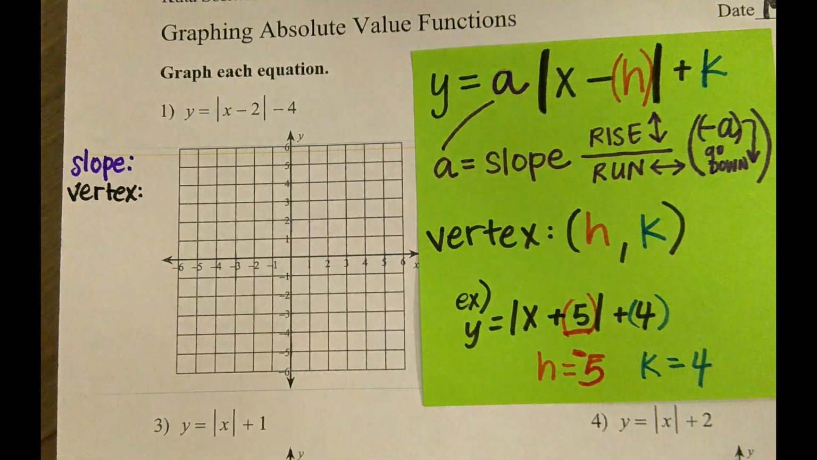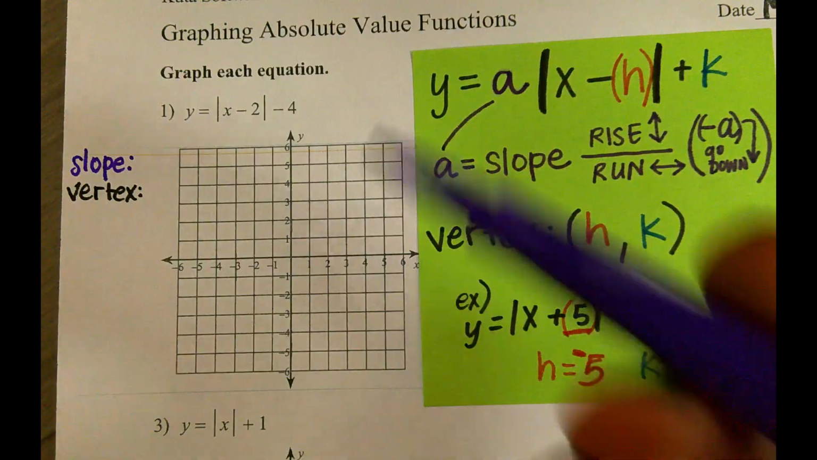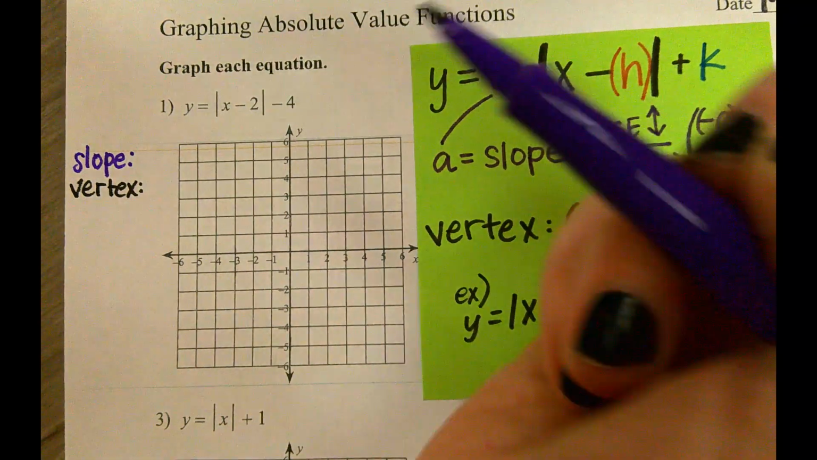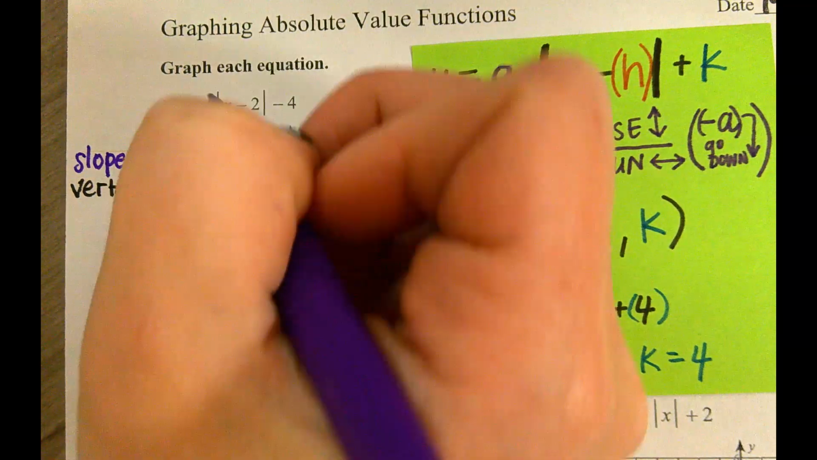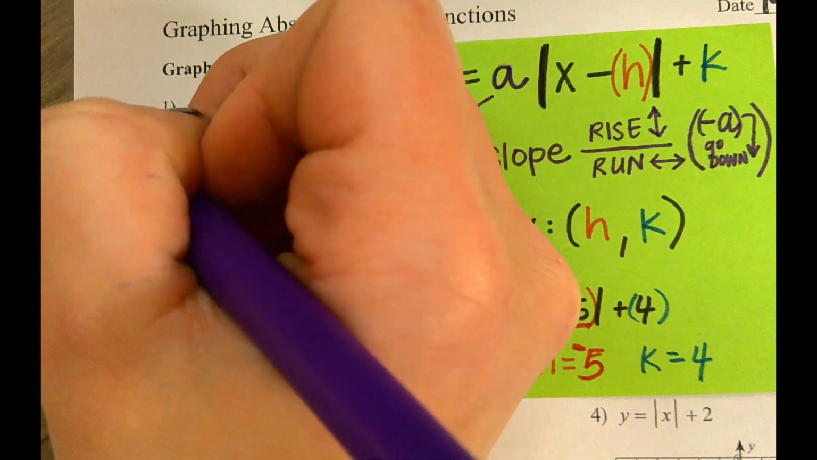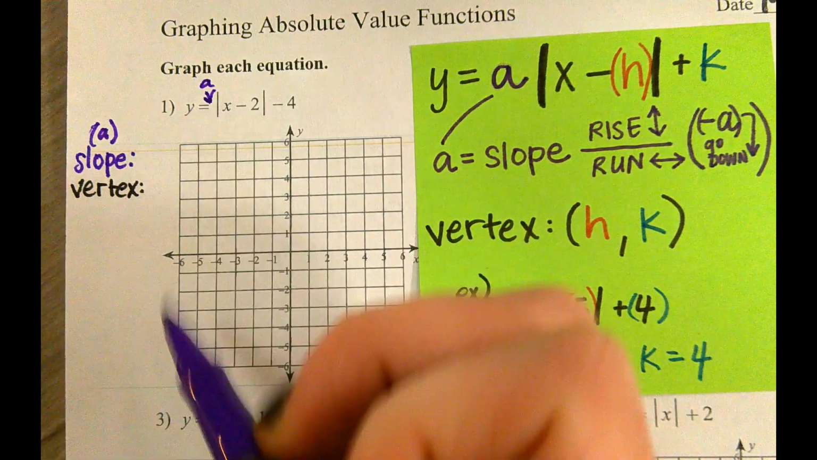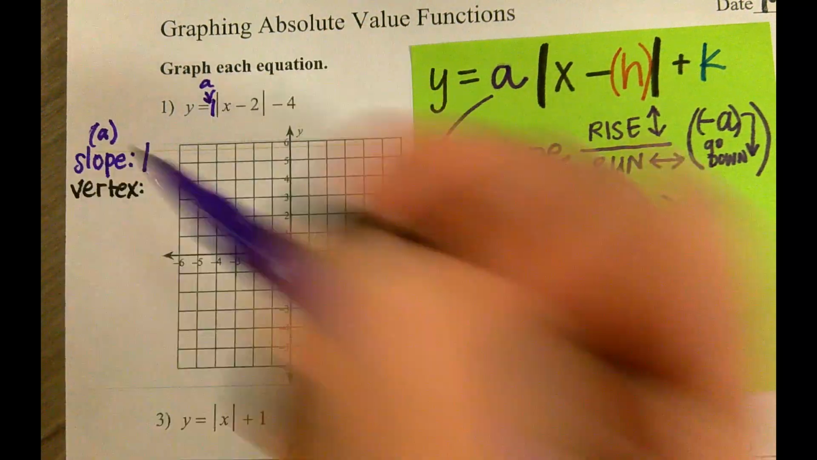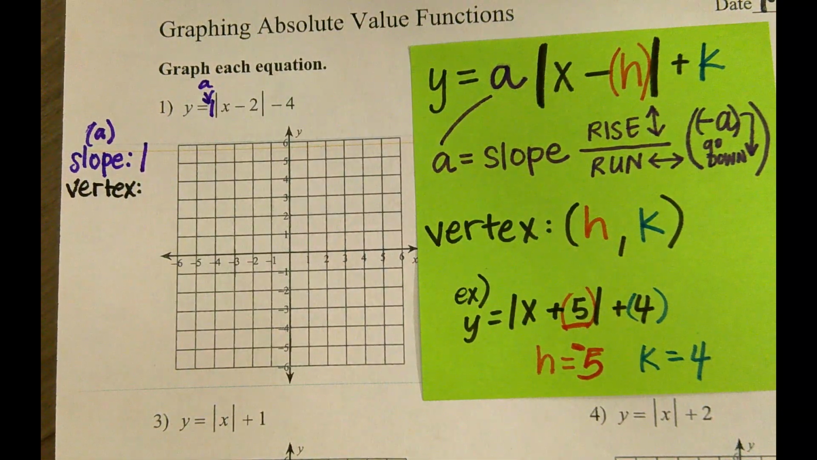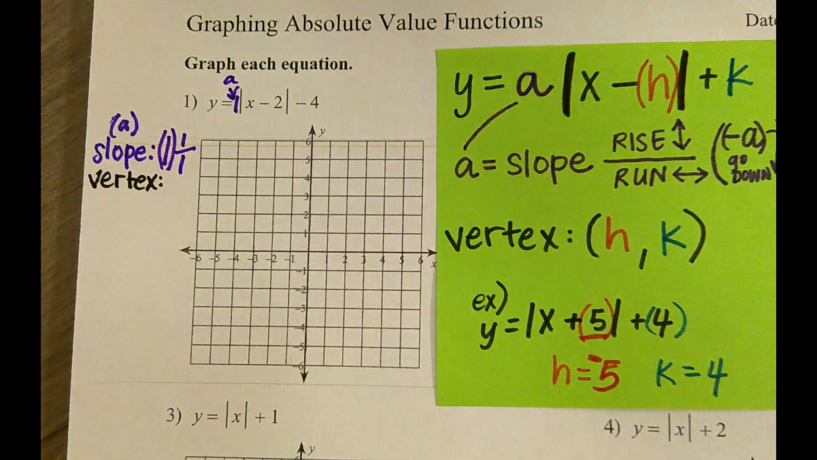What is my slope in number 1? Your A tells you slope. If there's no number in front, that number is 1. So my slope is 1 or 1/1.